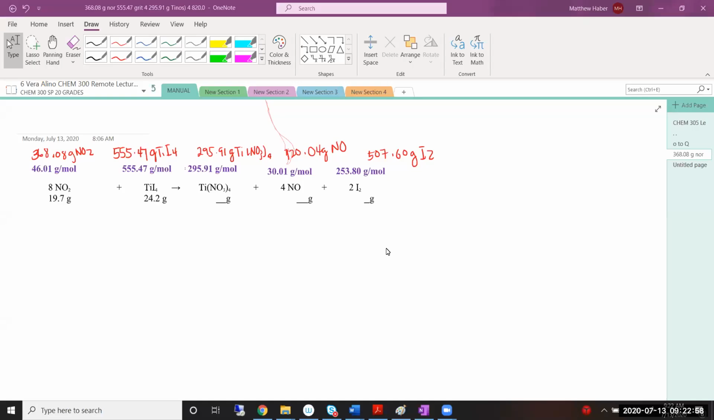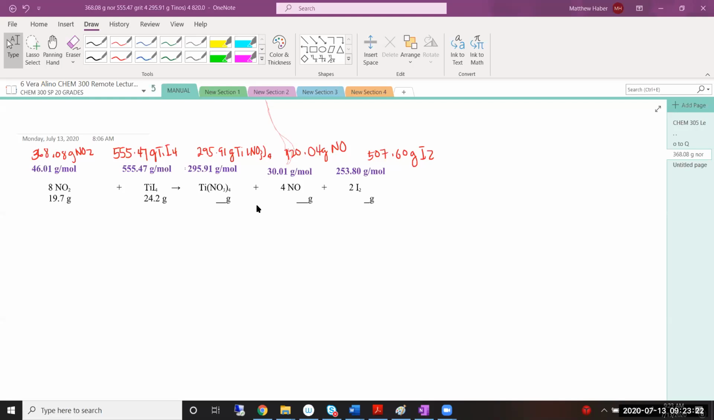Okay, so for this next video, I'm going to show you another method, and it's making use of the mass ratio. So the first method was making use of the mole ratio. So for every 8 moles of the first reactant, I'm going to need another mole of the second reactant in order to form 1 mole, 4 moles, and 2 moles of these products respectively.